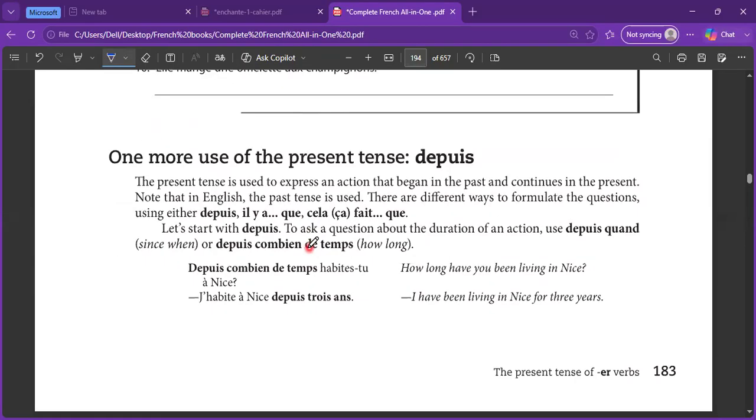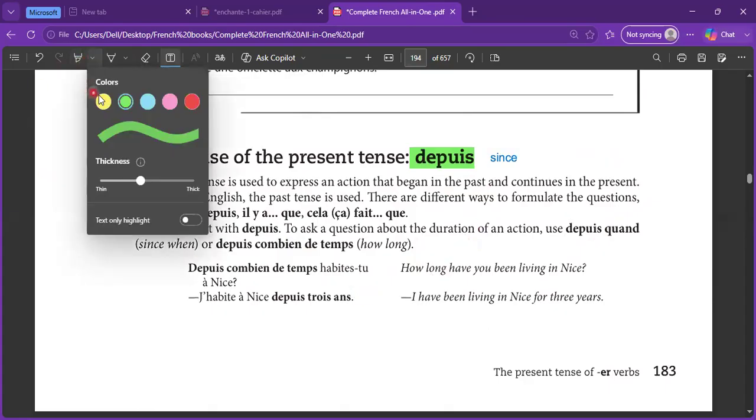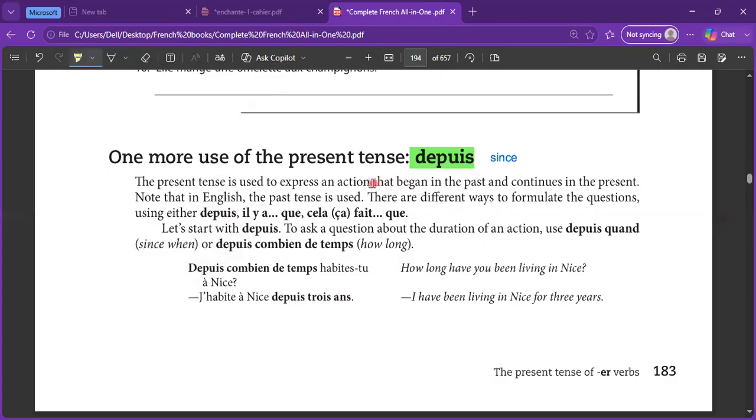Moving on, there is one more usage of the present tense that comes with the word depuis. If I have to say its meaning in one word only in English, I'll put the equivalent to since. Why? Because depuis represents some actions that began in the past and they are continuing in the present. There comes the meaning of since.